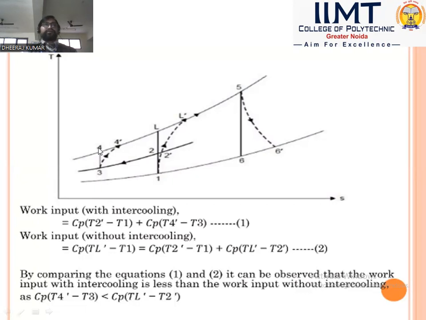And again, process 4 to 5 is called constant pressure heat addition process. In this, the fuel is burned inside the combustion chamber. 5 to 6 is called reversible adiabatic expansion process. This process occurs in the turbine. So during the expansion, pressure as well as temperature decrease, and process 6 to 1 is the constant pressure heat rejection process, which occurs in the atmosphere.